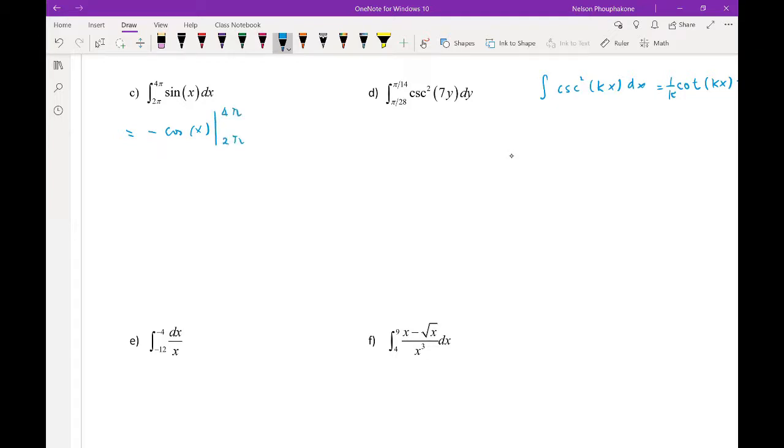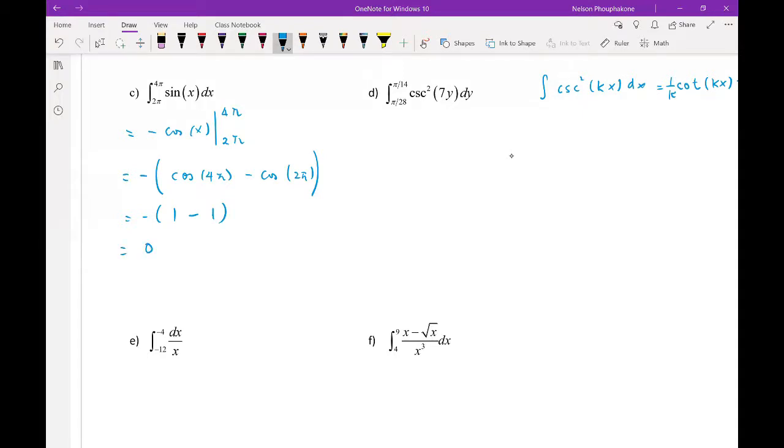Then now I will have negative. Okay, so I will have cosine of 4 pi minus cosine of 2 pi. And now we know that cosine of 4 pi is 1, and cosine of 2 pi is also 1. So therefore the answer is 0.